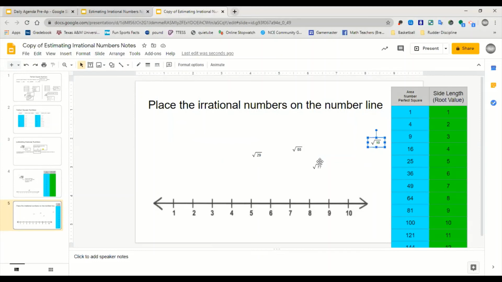Between what two numbers on the number line am I going to drop this? Yep, 3 and 4. Perfect.